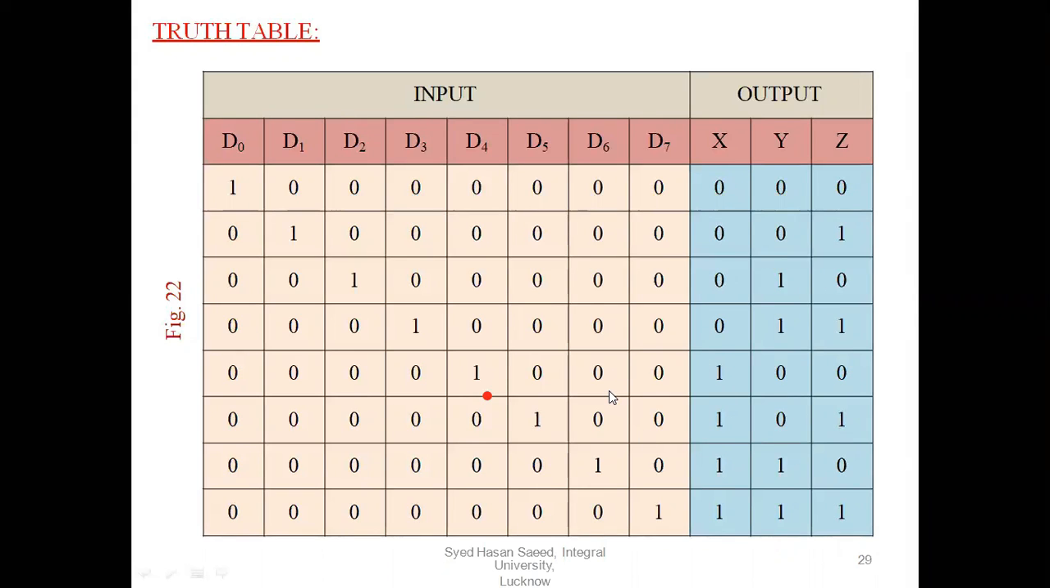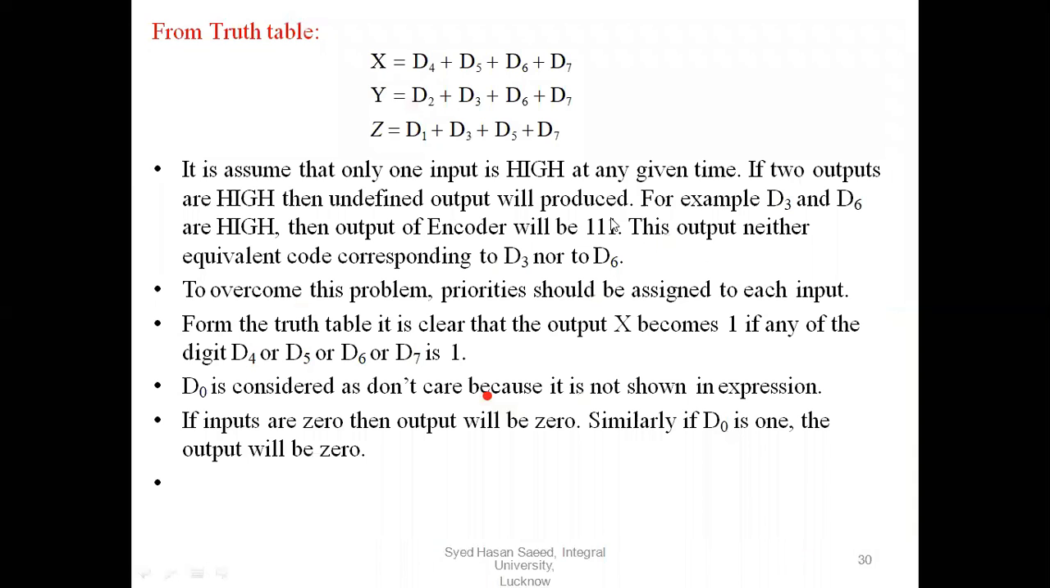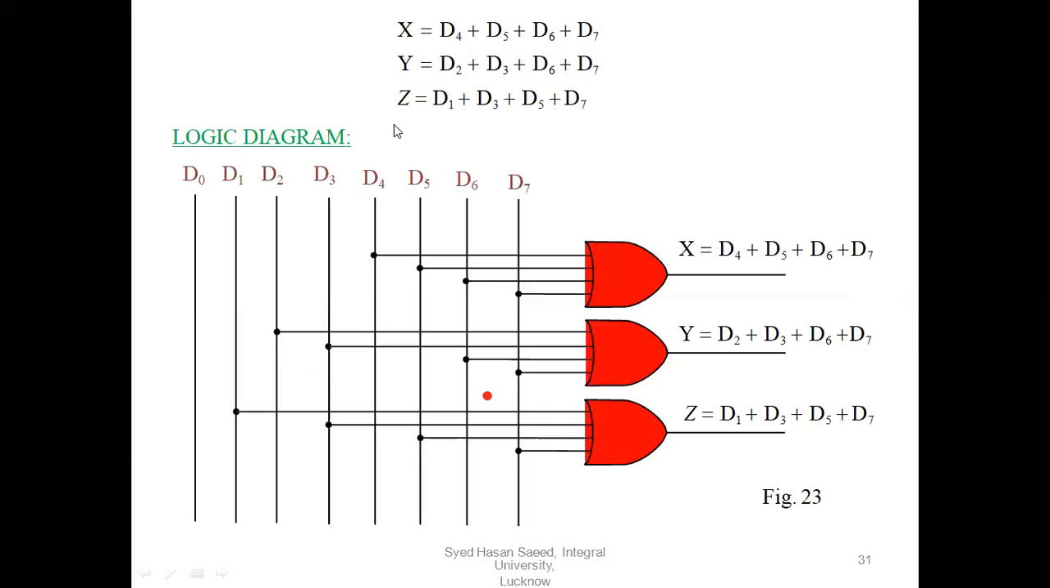So by using truth tables, we solve the Boolean expressions. At the output where one is placed, that value we take from the input, that is X is nothing but D4, D5, D6 and D7. So we take those values and we got these Boolean expressions for X, Y, Z. By using these expressions, we construct the logic circuit diagram. So this is the encoder concept.